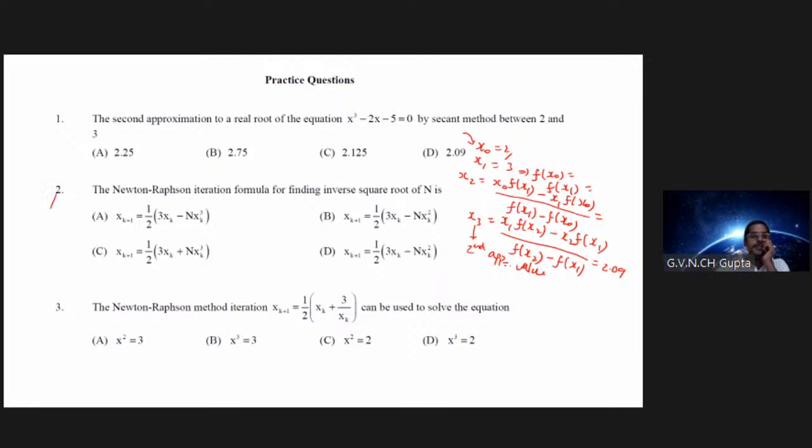Now for this solution, according to the answer, it is option D. Finding the inverse square root of n. Okay.